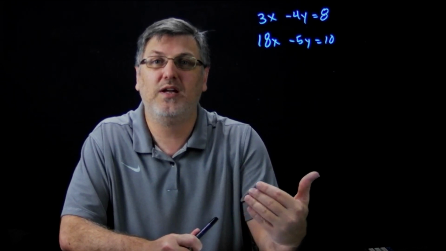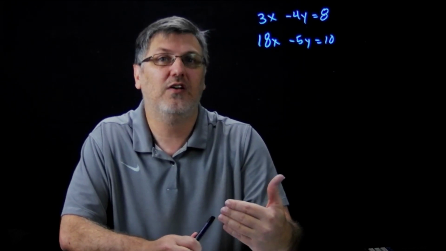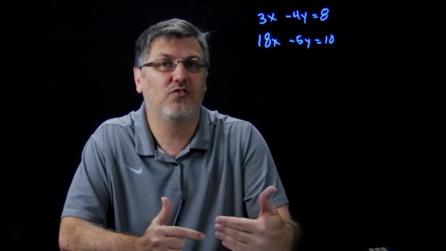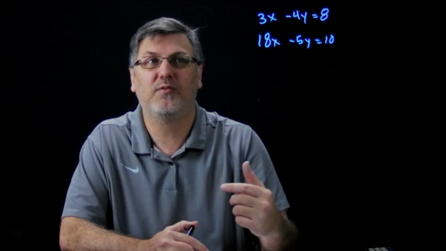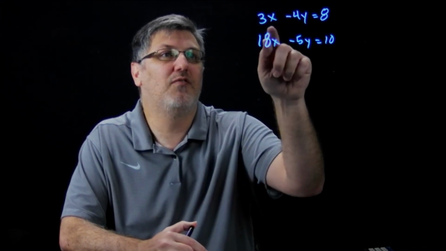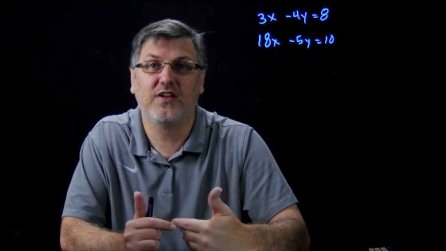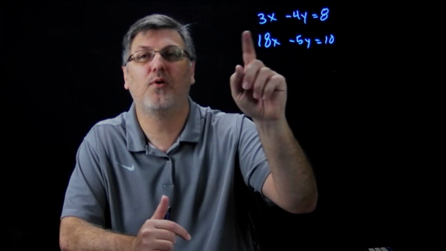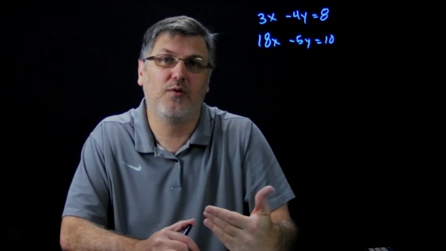Alright, so what we want to do is create a coefficient in front of a variable that is going to be the same number but opposite sign. So I'm going to look at each of the coefficients of the variables and see if there's an easy number I can multiply by to get the same number but opposite sign. So here I have a 3x and an 18x. Well, I can multiply 3 by negative 6 and get negative 18, which would be the same number, opposite sign. So that's probably going to be what I use.